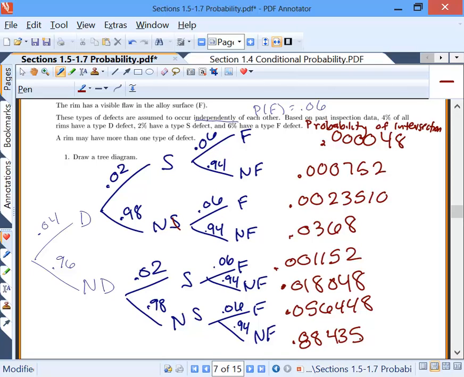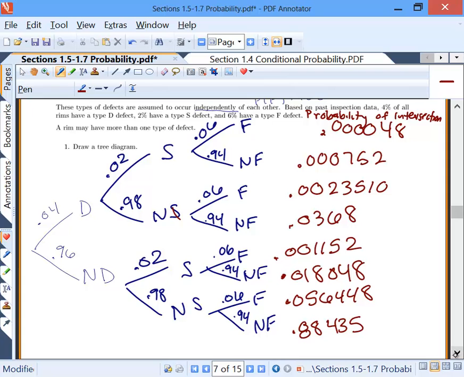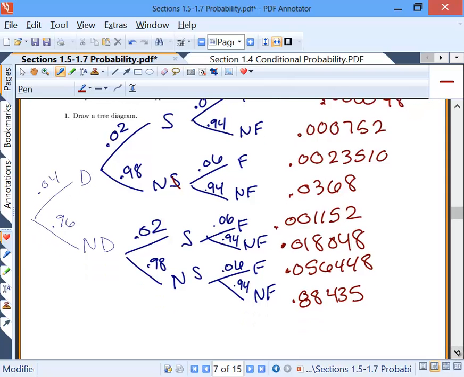If we added all of these up, and I wrote them down correctly, we should add them up to 1. Okay. But that's what our tree diagram looks like, and it's useful to have this because now we can go through and find various other probabilities that I might ask. So let's see what it actually wants us to find.